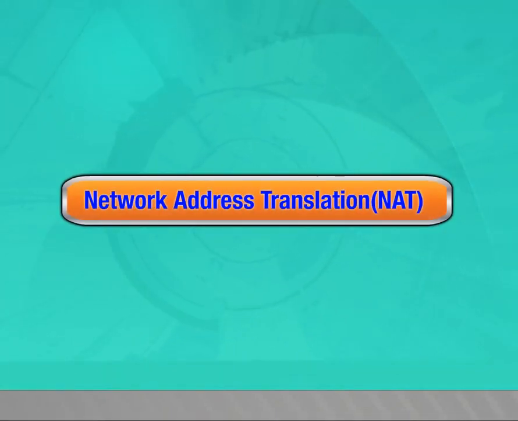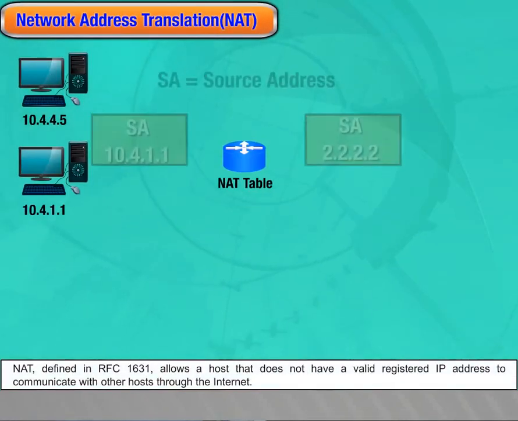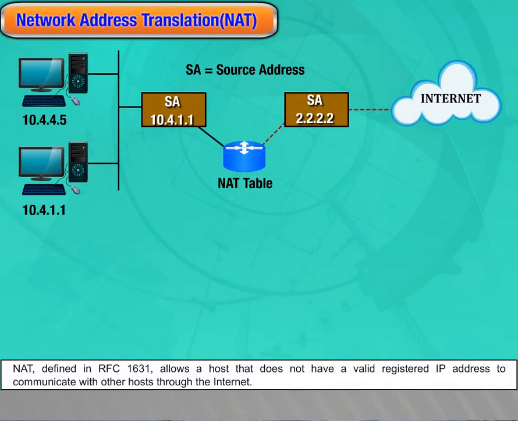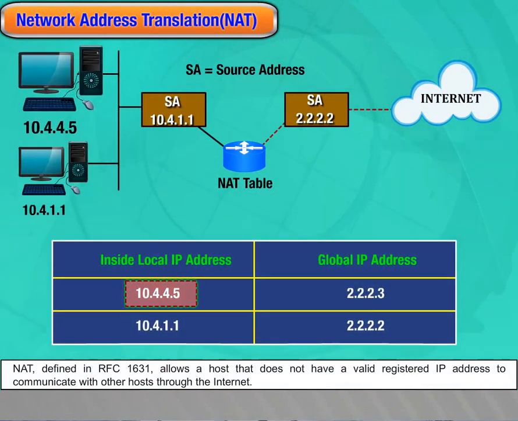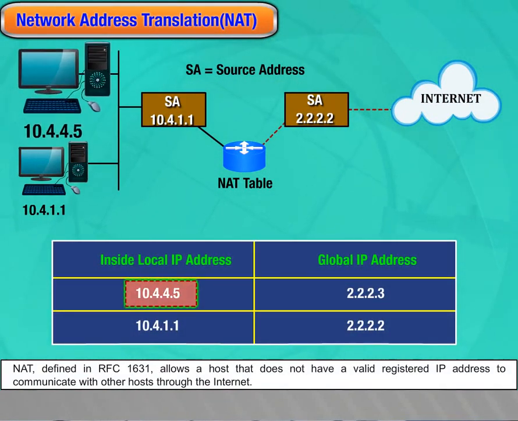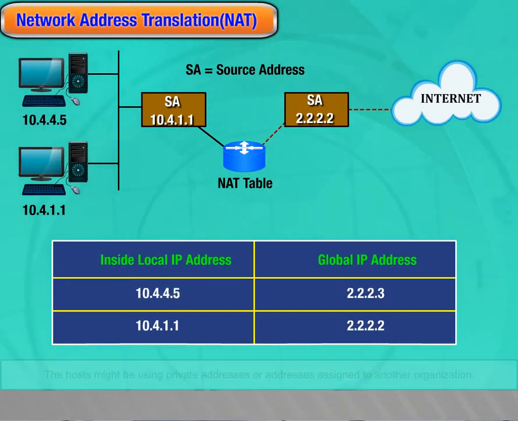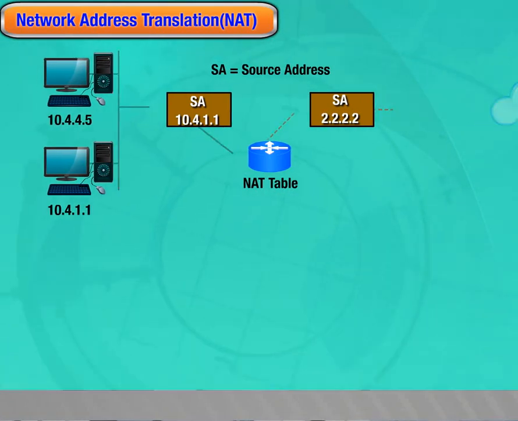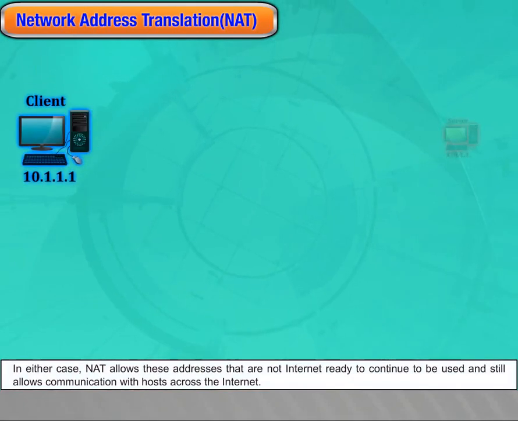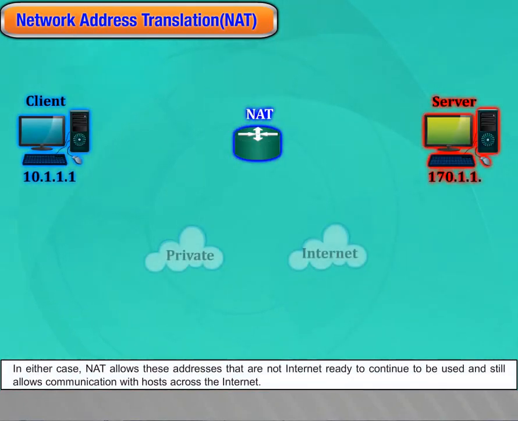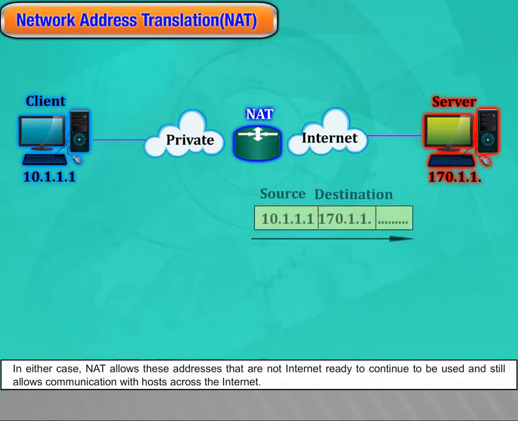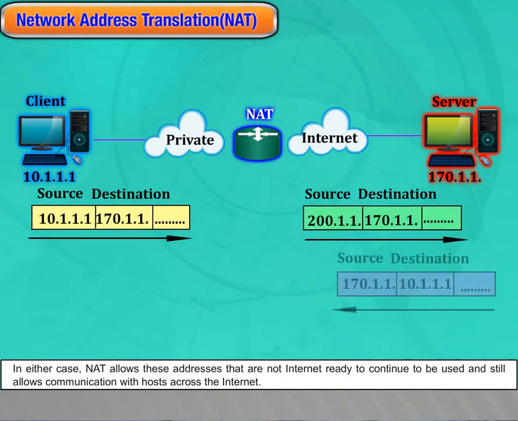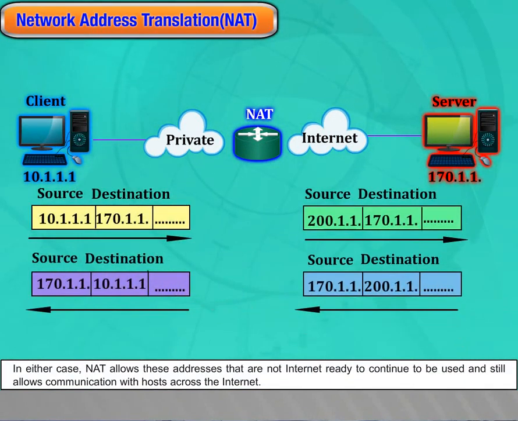Network Address Translation (NAT). NAT, defined in RFC 1631, allows a host that does not have a valid registered IP address to communicate with other hosts through the internet. The host might be using private addresses or addresses assigned to another organization. In either case, NAT allows these addresses that are not internet ready to continue to be used and still allows communication with hosts across the internet.